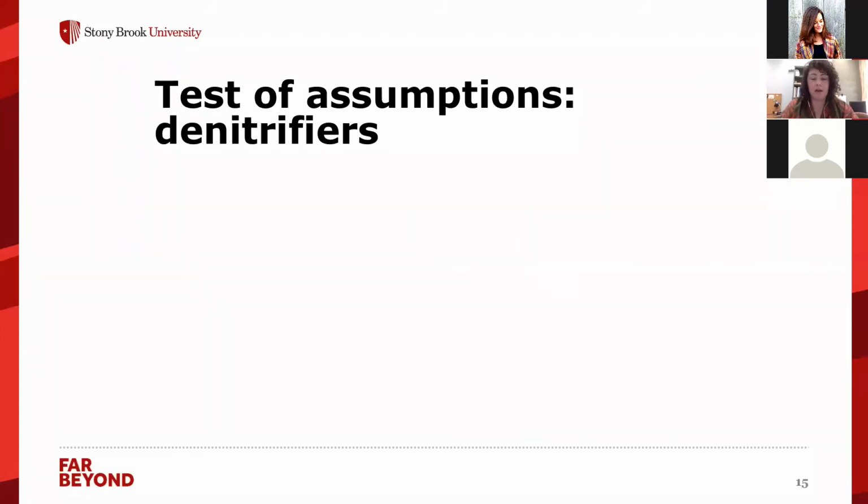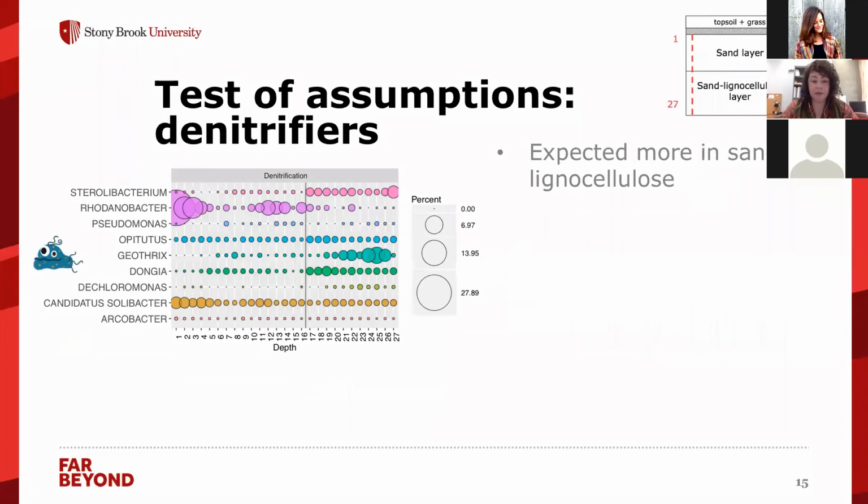Now looking at our denitrifiers. Remember, we expected more of them in the sand lignocellulose layer. And looking at this figure, remember left to right is actually top to bottom, and this vertical black line is the delineation between sand and sand lignocellulose. This is actually not what we expected because they're equally abundant in both layers. And there's some genera, such as Rhodanobacter here, which are actually more abundant in the sand layer.